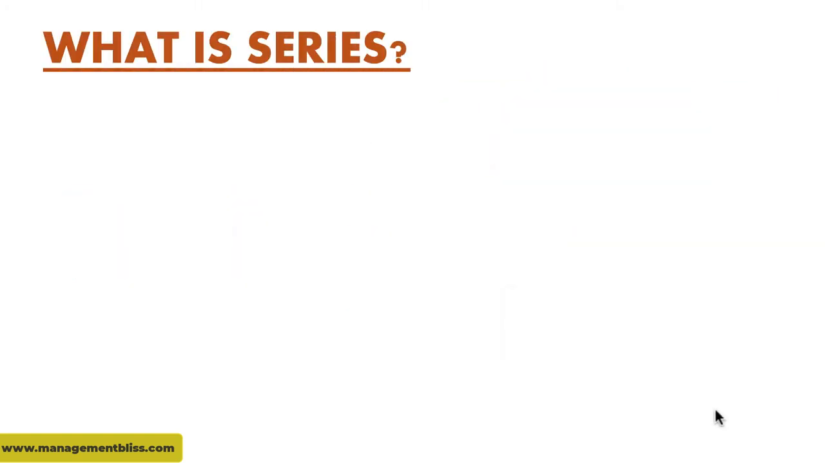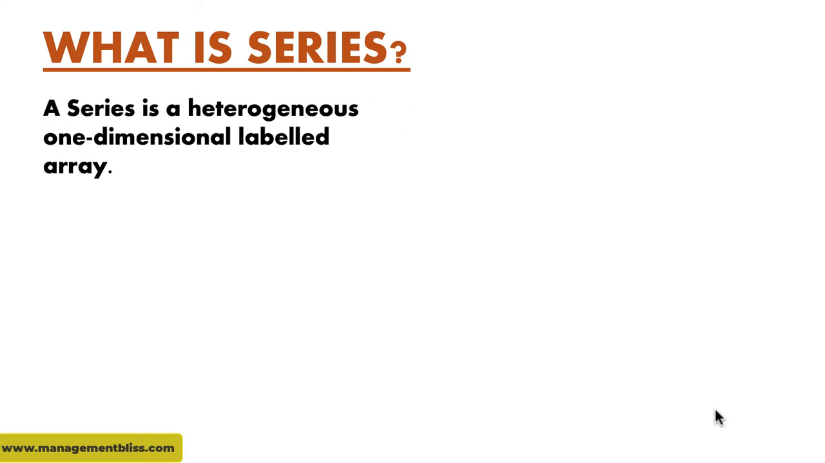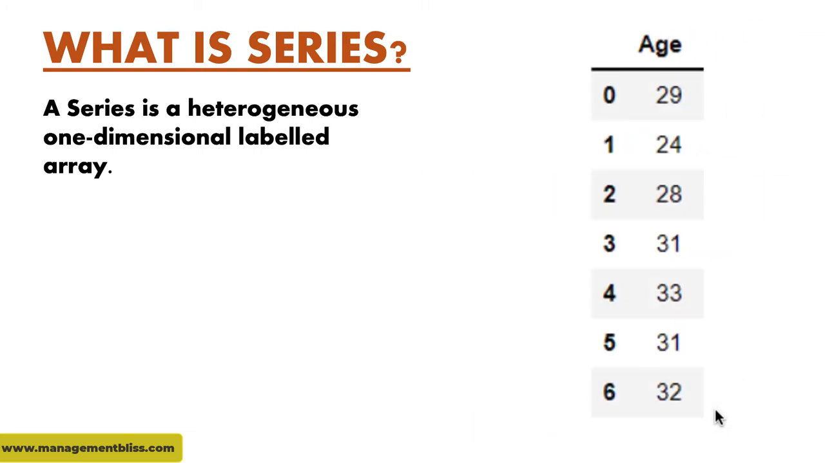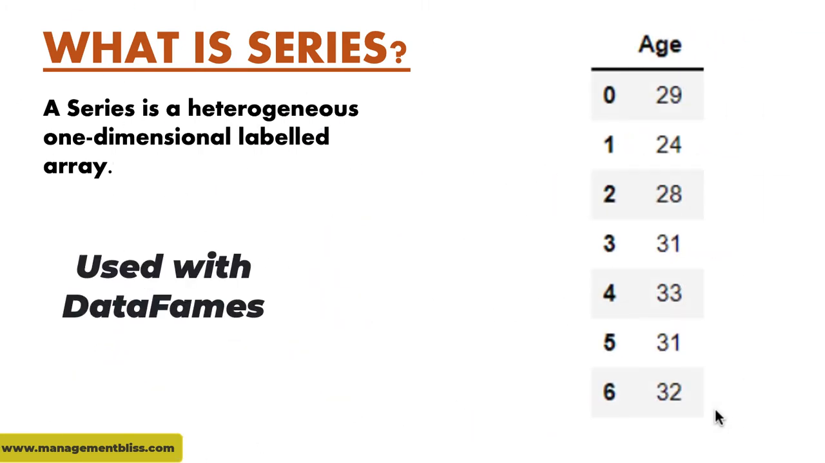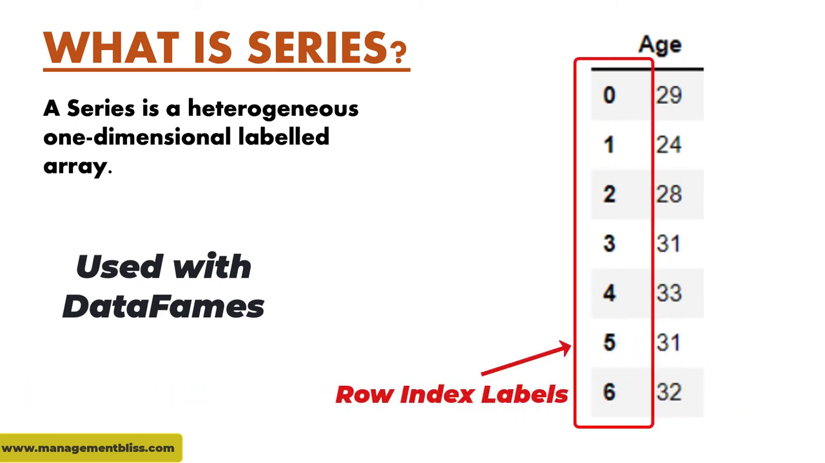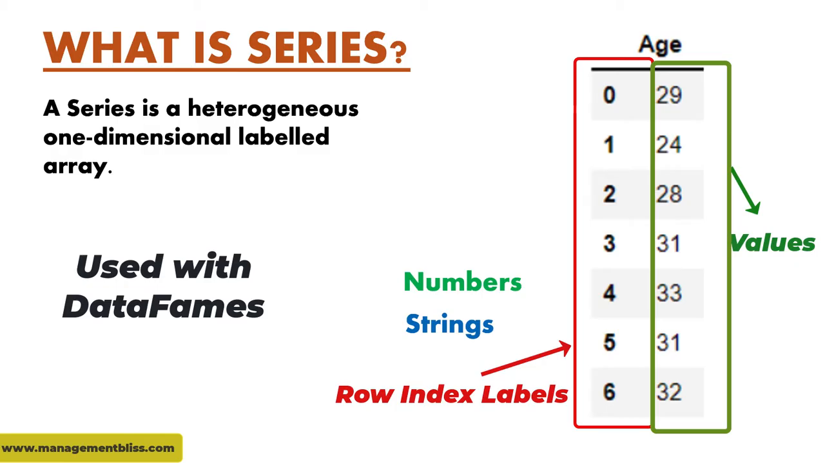What is series? Series is a heterogeneous one-dimensional labeled array. It contains sequence of values for any data type. It is mainly used with data frames. These are row index labels, which can be numbers or some other strings, and these are values. We will see how series is used with data frames in the upcoming examples. But before that, let's discuss what is data frame.